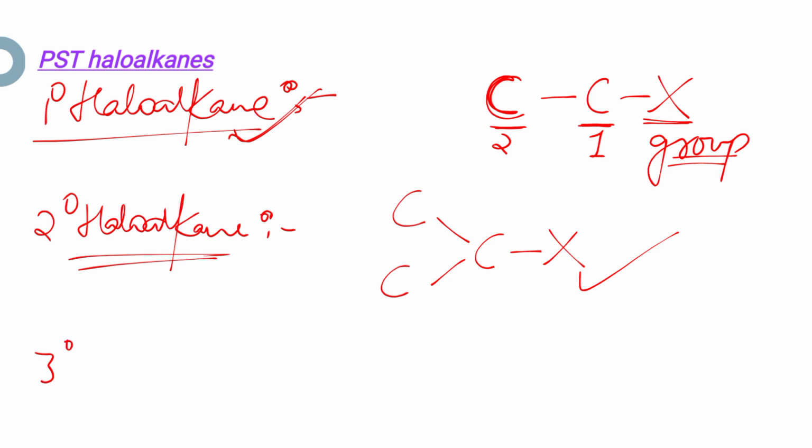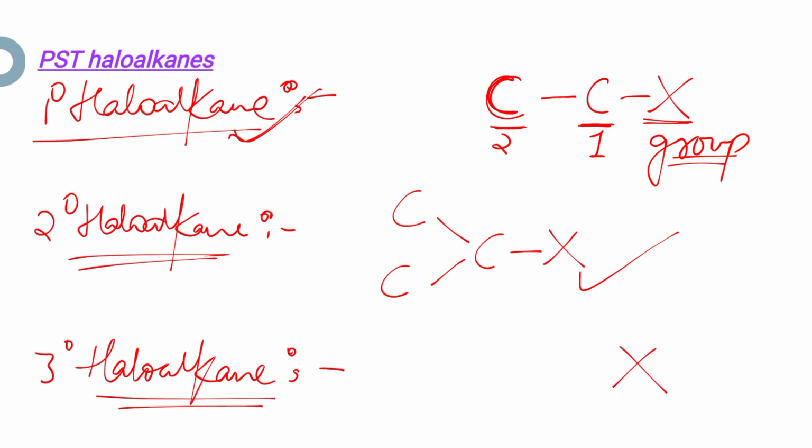And there is the tertiary haloalkane, meaning 3 degree haloalkane. If the X atom, which is the halogen atom, is connected to the first carbon, and that carbon is connected with three different carbon atoms, then that is a tertiary haloalkane.